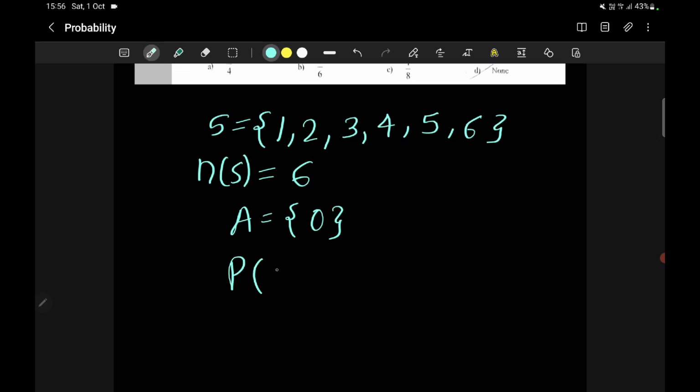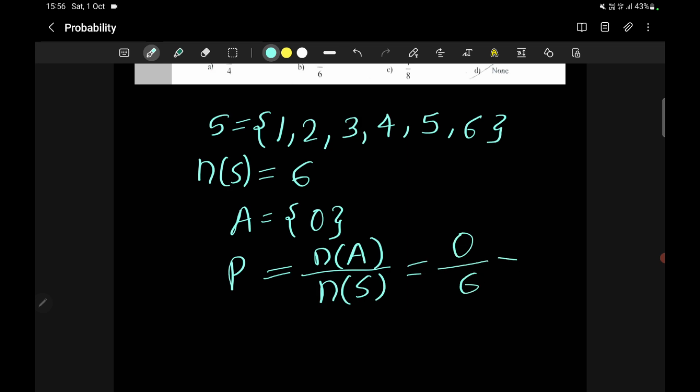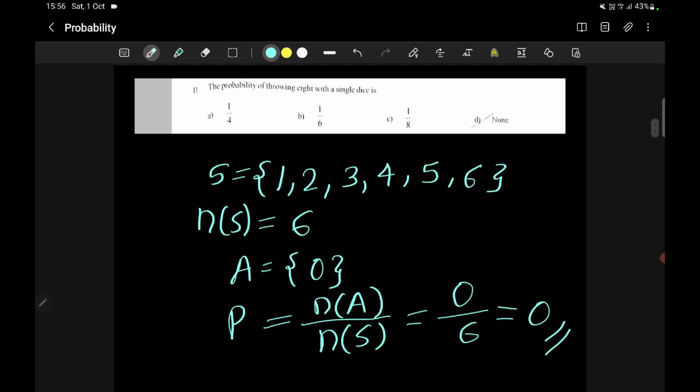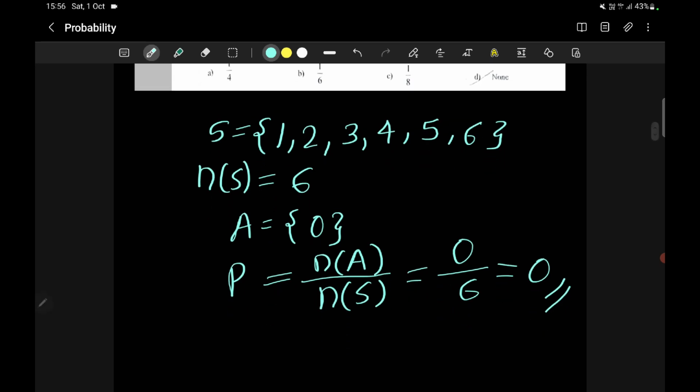Therefore, the probability will be the number of events divided by the number of sample space, that is 0 divided by 6. Therefore, this will be 0. So here they did not mention the option, therefore we'll mark it as none.